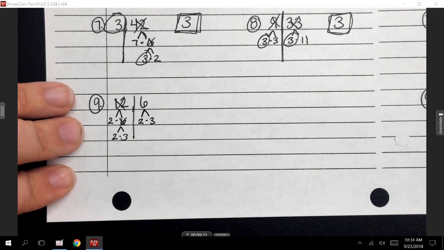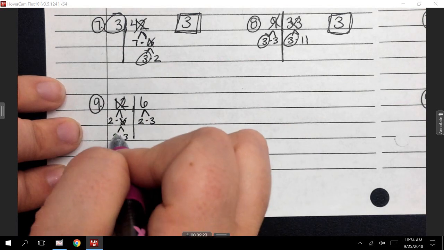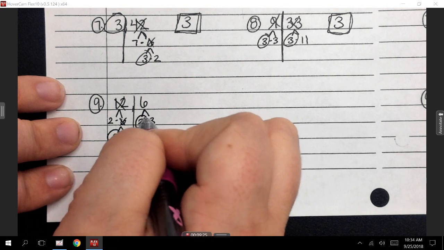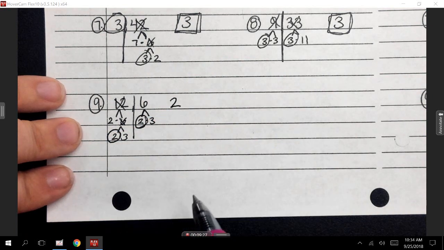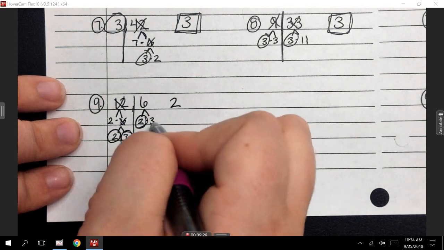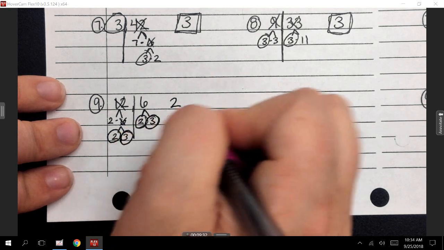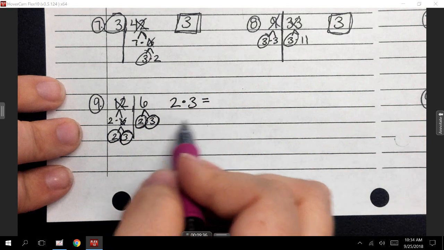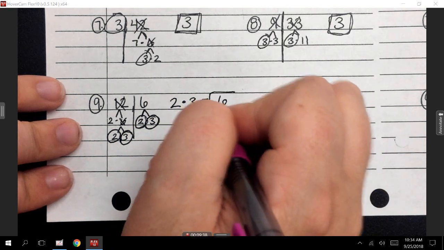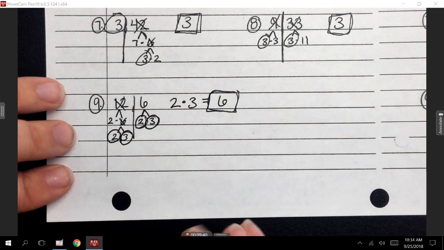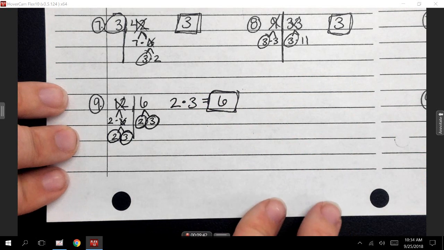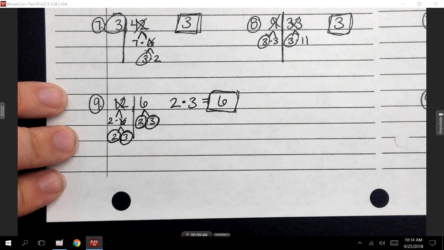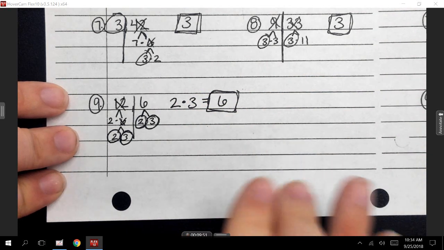All right. Number 9, I have a 2 that matches. I also have a 3 that matches. So what am I going to do with those 2 numbers? Noah? 2 times 3. I'm going to multiply them, and that gives me 6. All right. Kaylin? Are we good? Okay. All right, so that's my GCF.